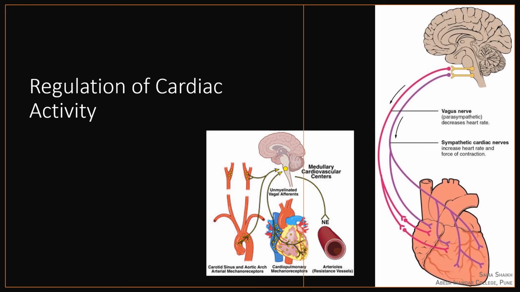The autonomous nervous system includes the sympathetic nervous system and the parasympathetic nervous system. The sympathetic nervous system increases the heartbeat, while the parasympathetic nervous system reduces the heartbeat. Their controlling centers are present in the medulla of the brain. So these centers are called medullary cardiovascular centers.